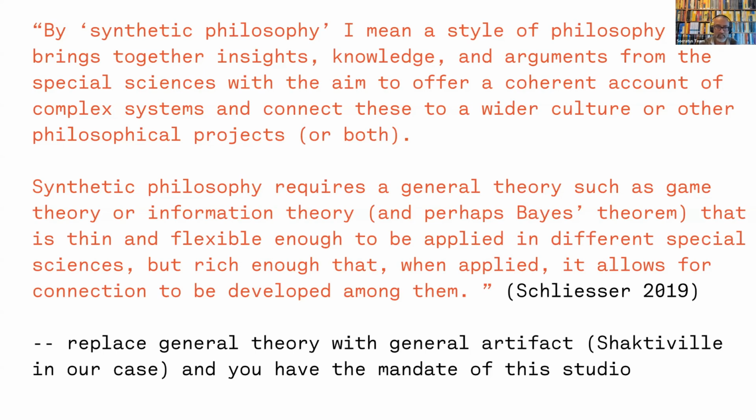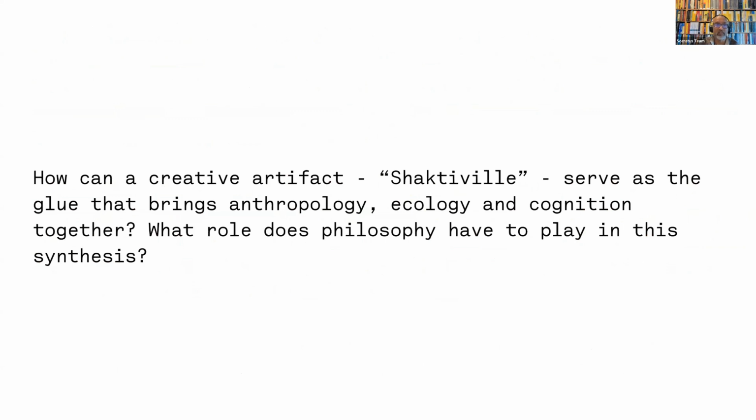Right? So synthetic philosophy requires a general theory such as game theory or information theory, and perhaps Bayes' theorem, that is thin and flexible enough to be applied in different special sciences, but rich enough that when applied, it allows for connection to be developed among them. Right? So his claim is that you have a theory in the middle that connects all the different disciplines. What we are hoping is that instead of a theory, we have an artifact, a kind of made up city, Shaktival, which is the thing that connects all of them. Okay, so that's the mandate of the studio.